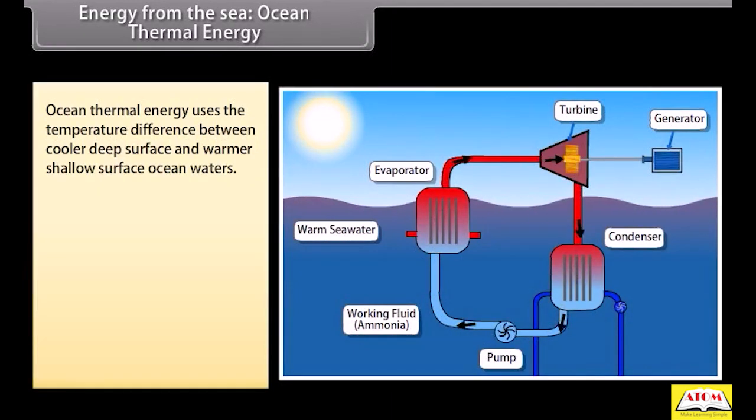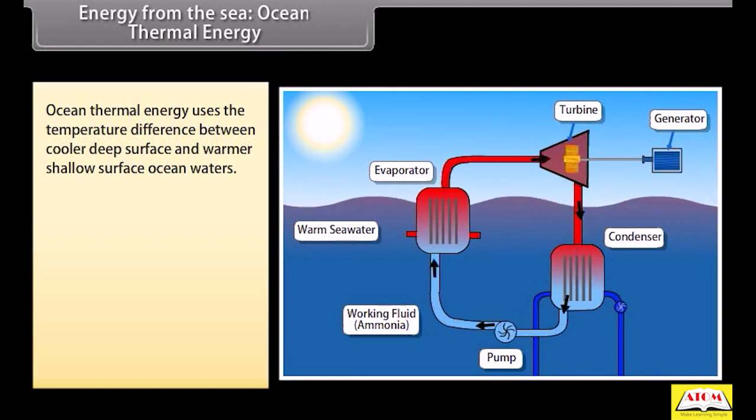Energy from the sea, ocean thermal energy. Ocean thermal energy uses the temperature difference between cooler deep ocean water and warmer shallow surface ocean waters to run a heat engine and produce a useful form of energy, mainly electricity.